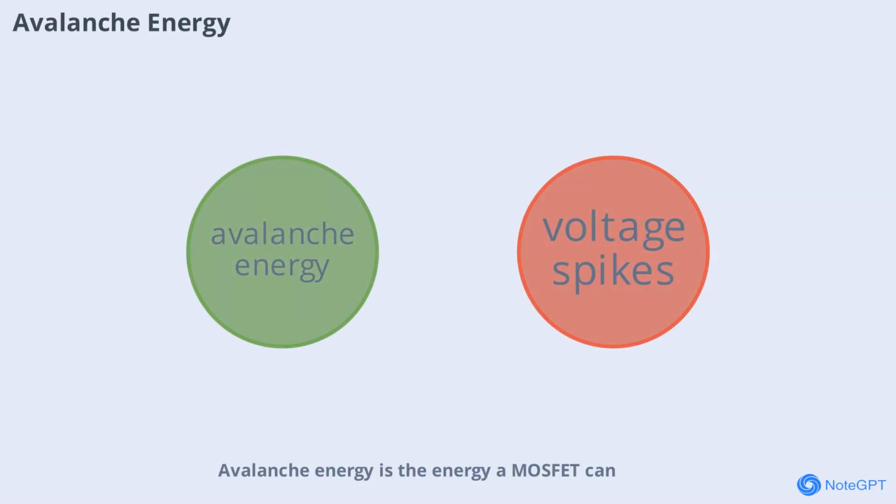Avalanche energy is the energy a MOSFET can absorb during a breakdown event without permanent damage. This characteristic is important in circuits exposed to voltage spikes, such as automotive and industrial applications. Selecting MOSFETs with adequate avalanche energy ratings ensures robust and reliable operation under harsh conditions.